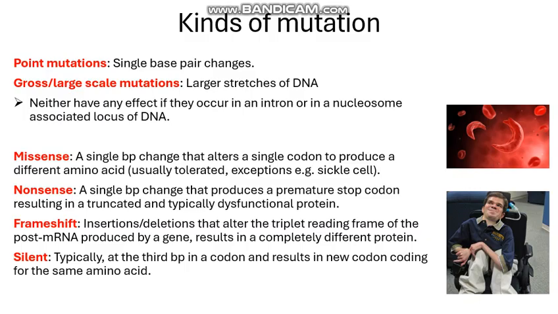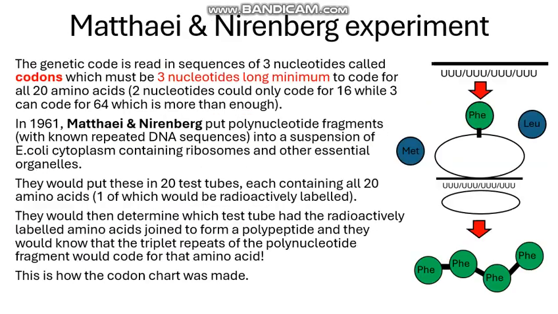And then conversely, you have a silent mutation, which typically occurs at the third base pair in a codon, which results in the new codon coding for the exact same amino acid. So like we talked about when we talked about the codon chart, and how there are many different codons.